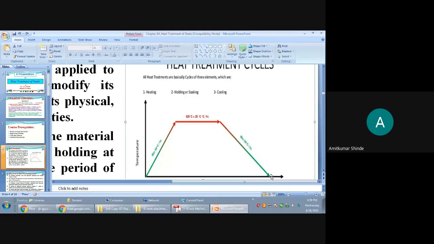That's why whichever heating you are performing, heating should be rapid and it should be uniform. Rapid to get the fine grain size, and uniform to avoid distortion and cracking.